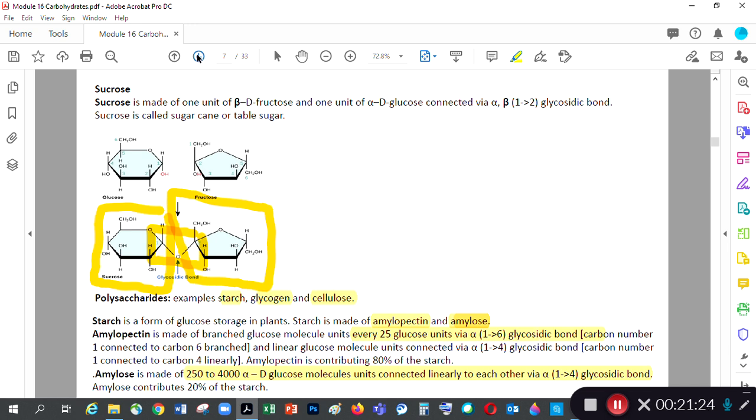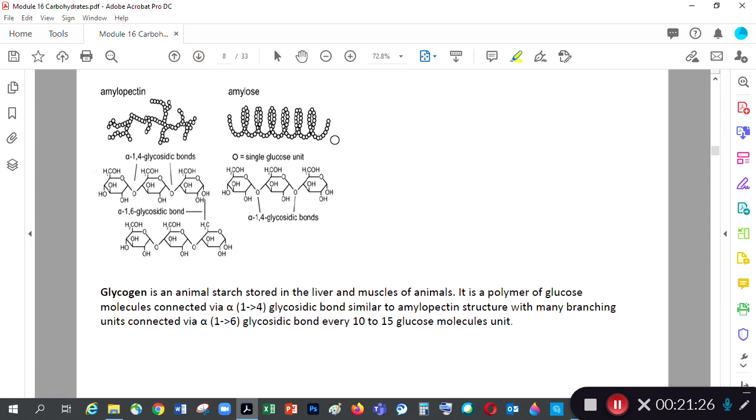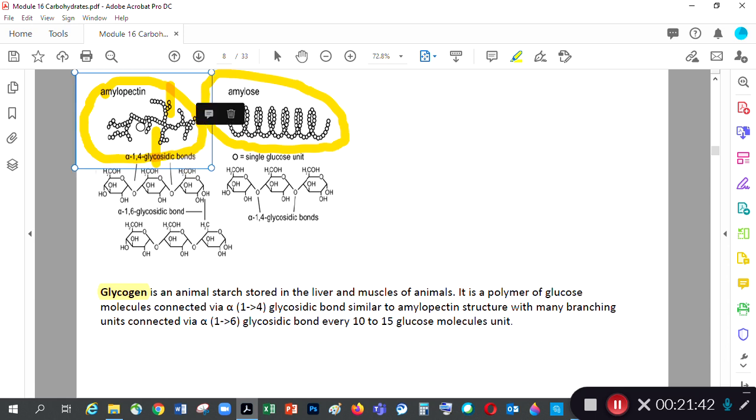And I think there will be a picture, so I'm not sure. Yes, here it is. So you can see that's very nice, all these units of glucose linearly connected. Here, the other one, we have a branch. Every time, see the branch here, up, branch down, branch up, down, up, down, up, down. So it starts branching every 25 units. So very frequent branching.